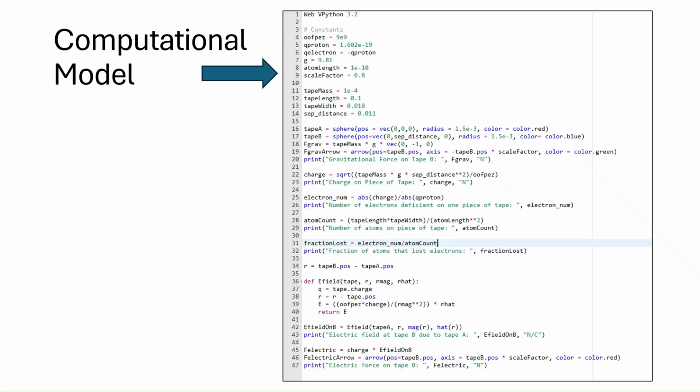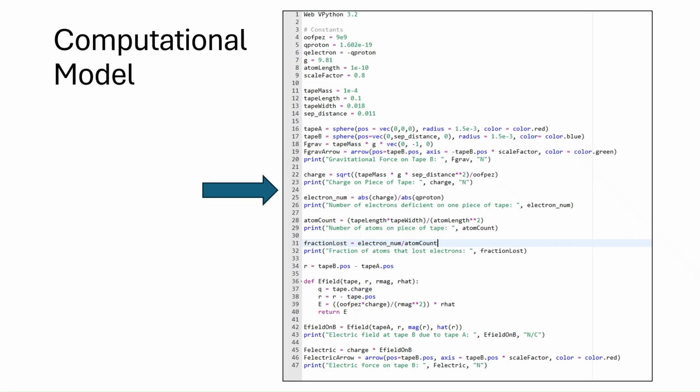For the computational model, we start by first establishing all the constants and initial parameters in the experiment, such as the mass of the tape and its length. We then initialize the tapes as spheres and calculate the weight force acting on tape B. We can then solve for the amount of charge required to levitate tape B on top of tape A.